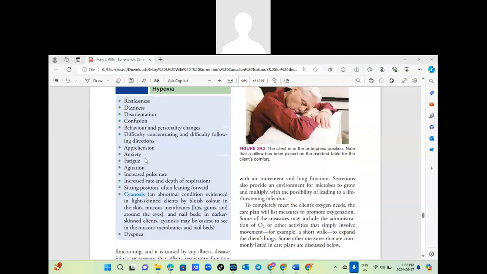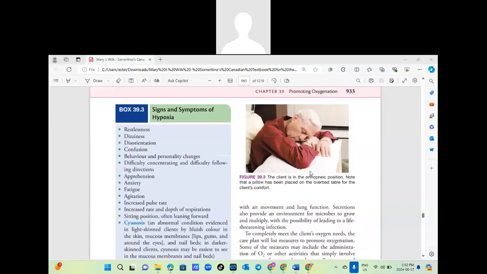Again, cyanosis is an abnormal condition evidenced in light skin clients by bluish color in the skin, mucous membranes, lips, gums, and around the eyes and nail beds. So in darker skin clients, cyanosis may be easiest to see in the mucous membrane and nail beds. All right. And of course, dyspnea or difficulty breathing is a sign of hypoxia.